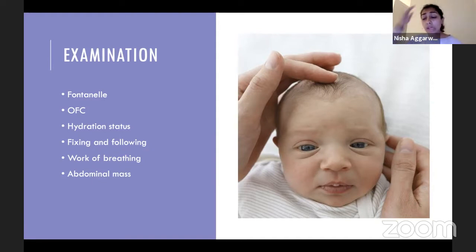I always start by feeling the anterior fontanelle. The things that you want to look out for are whether it's soft and normotensive. If it's bulging, you may be thinking about something which is increasing the intracranial pressure. So it's always worth feeling the anterior fontanelle. In babies with vomiting as well, it's worth measuring your occipitofrontal circumference, so you want to do their head circumference.